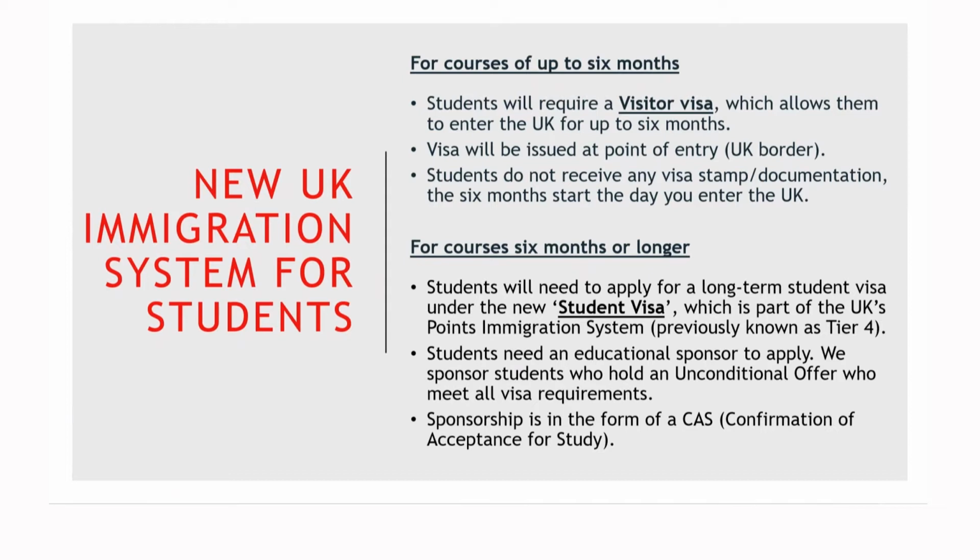There are some restrictions on this visa, however. For example, you can only study on a course that you can complete within that 6 months you're in the UK, and you would not be allowed to work while you're in the UK either. The visa is very easy to be granted. It's issued at the point of entry, which means you don't need to apply in advance.